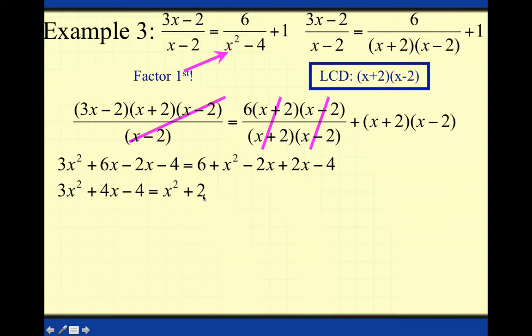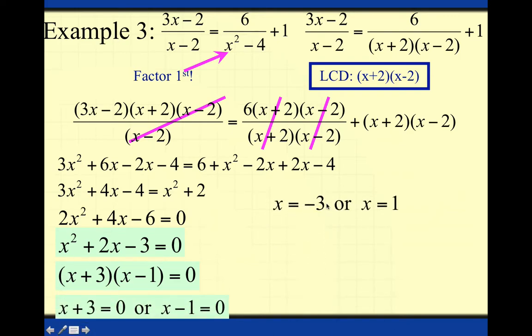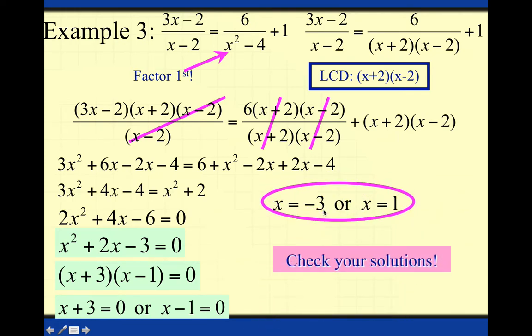6, 4, 2. Keep going step by step. Now, gotta think how to factor that. First rule is always take out your GCF. 2 goes in all of them. And then what would be left would be x squared plus 2x minus 3. And then you're going to have to factor or reverse FOIL. Factors of a negative 3 that give you positive 2: plus 3, minus 1. And then solve. x is equal to a negative 3 and a positive 1. Check both answers now. Got to check them both. Okay, and if you do, they both work.